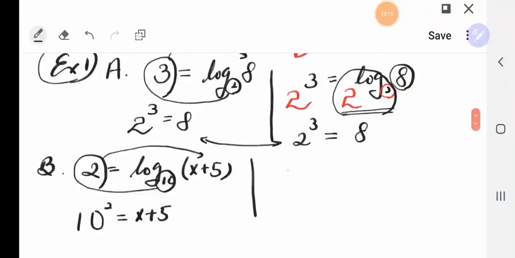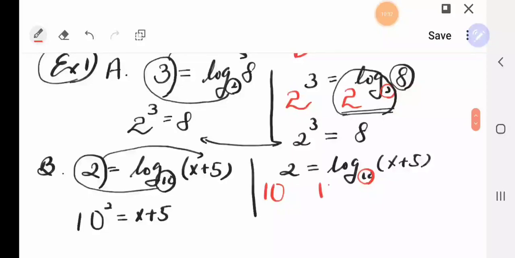Let's try another method. Let's take base 10 on each side. Then the left side is 10 squared. The right side, you can remove all these things out, so we have x plus 5 left.